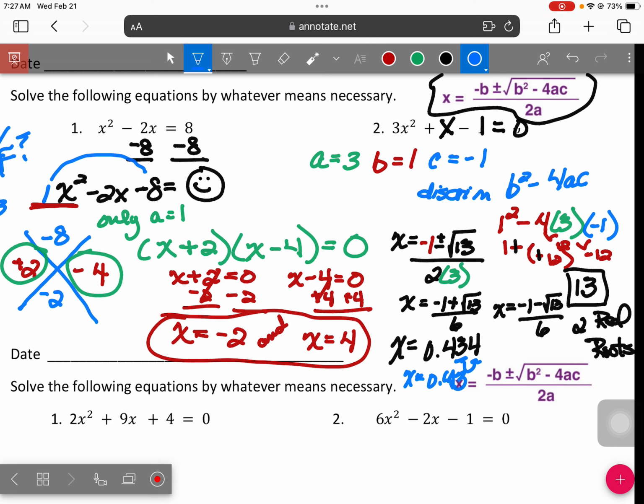And if I look at the other one, opposite of 1 minus square root of 13, enter. Divided by 6, enter again, 2 arrows. I got, check mine, -0.767. Okay.